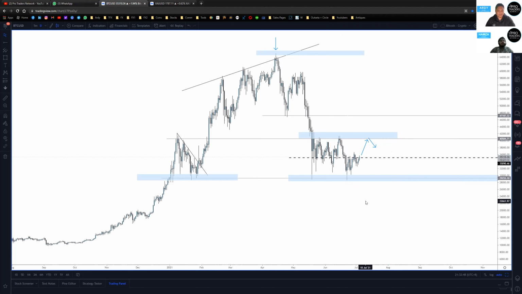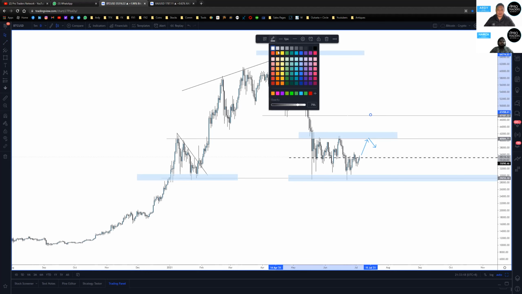As long as we are in this range, we need to avoid. At the same time, we can enter some intraday setups on the support and resistance on the upper and lower boundaries of this range. It is really difficult to predict whether it is going to move to the upside or to the downside. So we need to wait until the market breaks out on either side in order to enter.